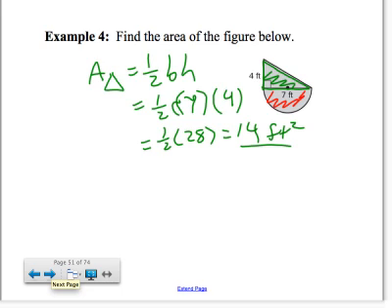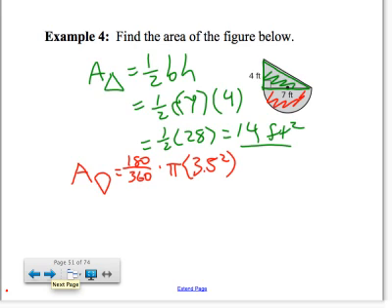And so now if I look at my sector, remember area of a sector equals angle measure. So in this case it's a semicircle, so it's 180. So 180 over 360 times pi. Your radius here is 3.5 since the diameter is 7. Now again I'm just going to go to my calculator. So I'm going to do 180 over 360 times 3.14 times 3.5 squared, and I got 19.23 square feet.